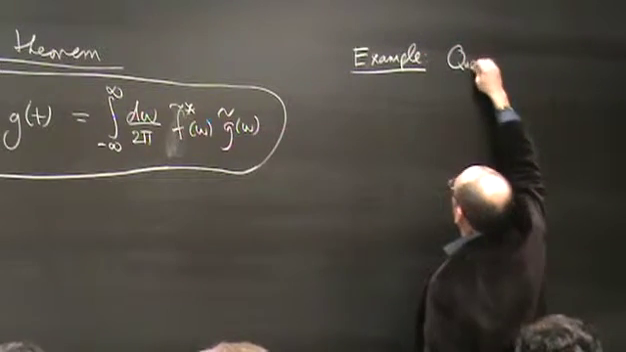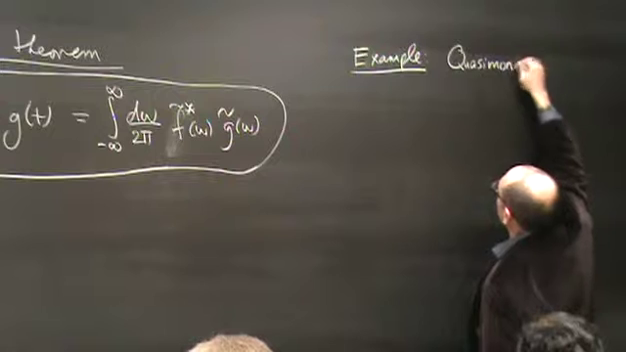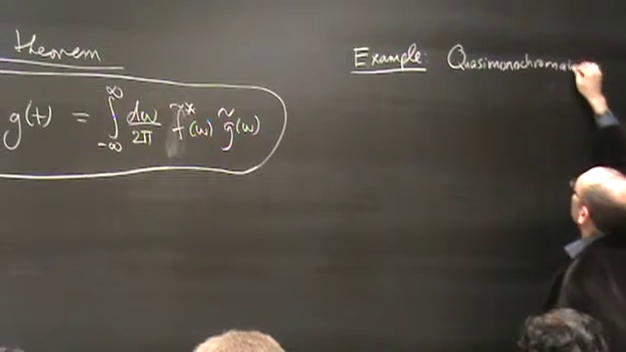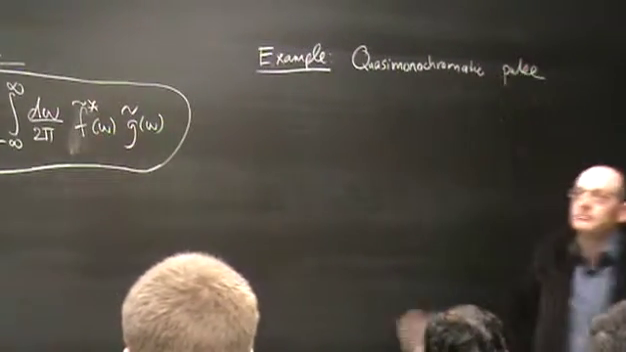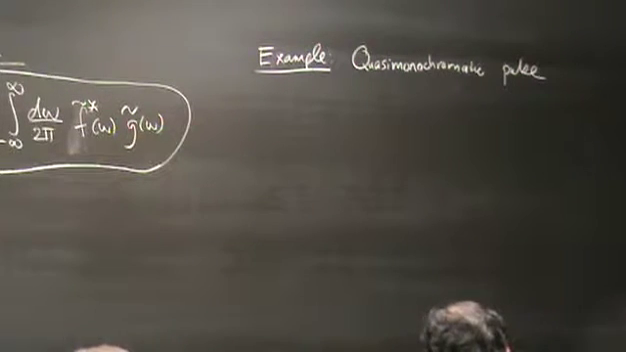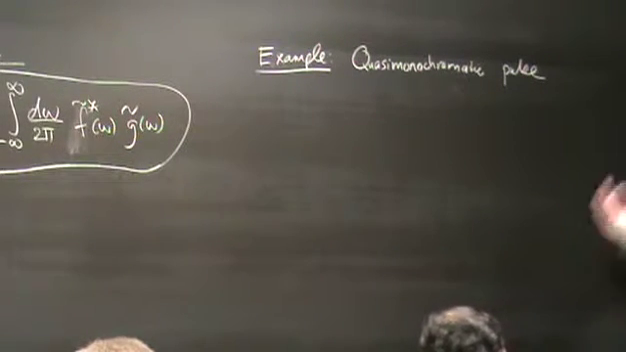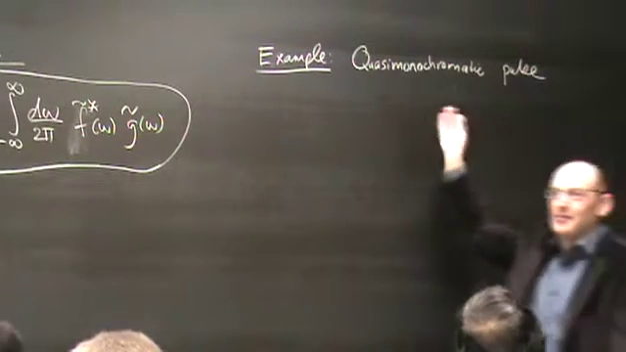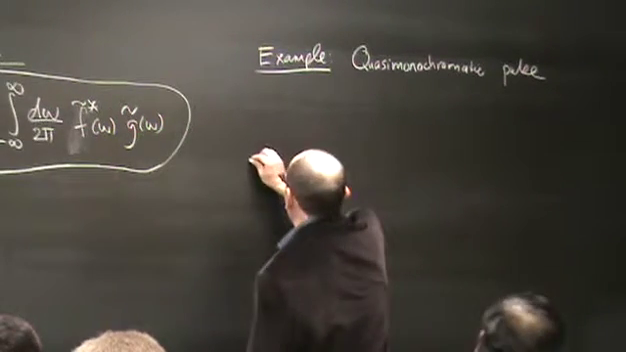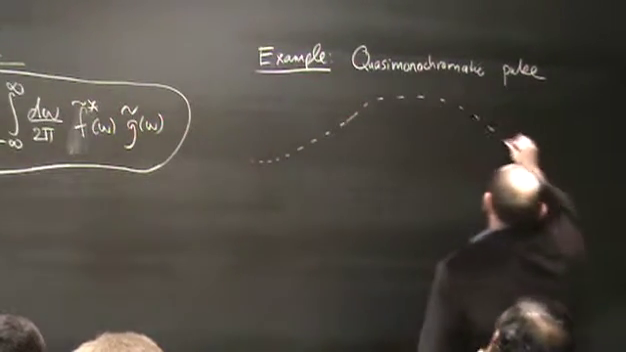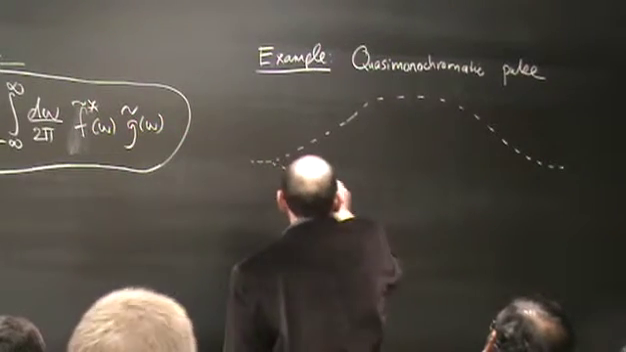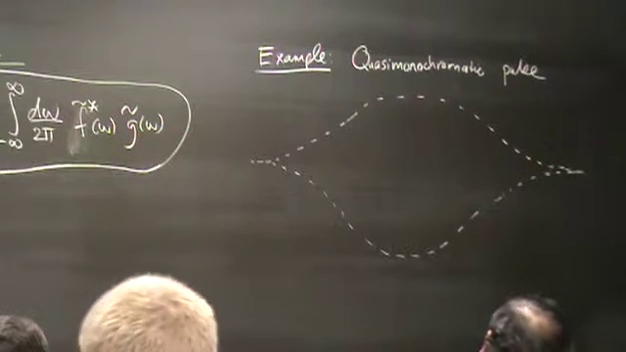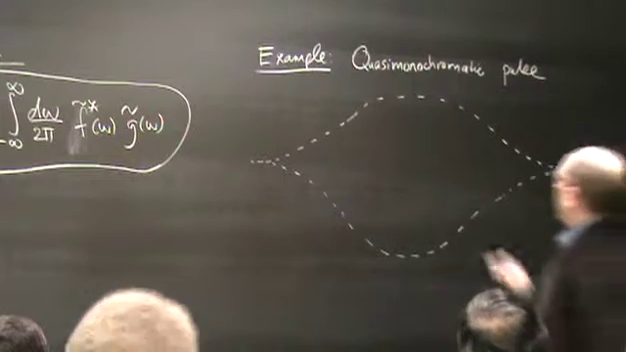I want to talk about a quasi-monochromatic pulse. Okay? What do I mean by that? Well, monochromatic means one color, one frequency. So quasi-monochromatic means almost one frequency, but not quite. So what we mean by this is the following. I have some finite duration pulse. It's not an infinitely long wave train, which we said was unphysical. So it's got a finite duration.